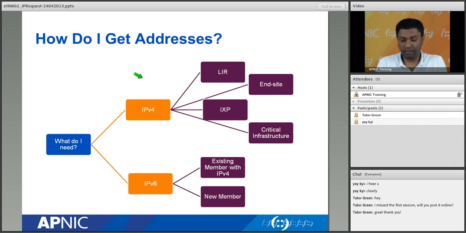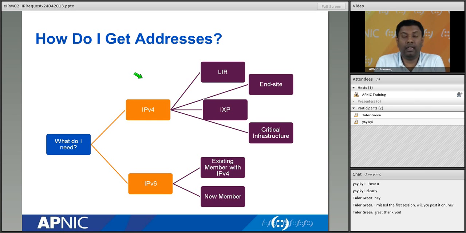In IPv6, it's much easier. If you are an existing APNIC member who has IPv4, you'll automatically qualify to get IPv6. If your IPv4 address is an assignment as a multi-homing organization, then in IPv6 you'll also get an equivalent assignment, which is a /48. If you're an ISP with an IPv4 allocation, then in IPv6 you'll get an equivalent allocation, which is a /32. So you'll qualify automatically to get an IPv6 address.